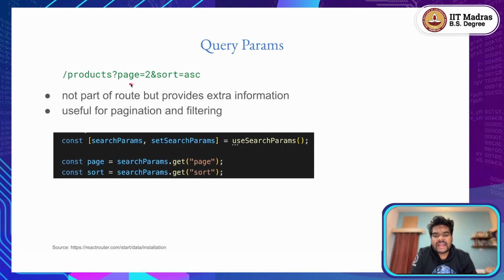Now how do we access these params? Again, we have another hook for that. We have useSearchParams, and with useSearchParams, we can get the page as well as the sort. And that's about it for dynamic routing.